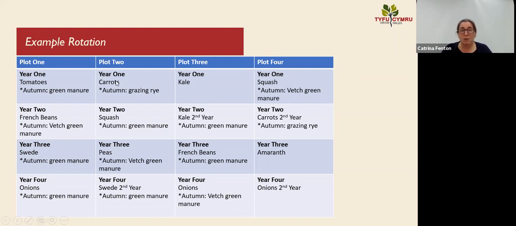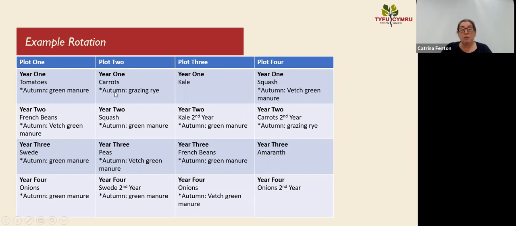However, if you look at carrots, for example, you're growing them in plot 2 in year 1, but because you're lifting the carrots, overwintering them elsewhere under cover and replanting them out, then you're going to move that crop rotation site for those carrots to somewhere else.